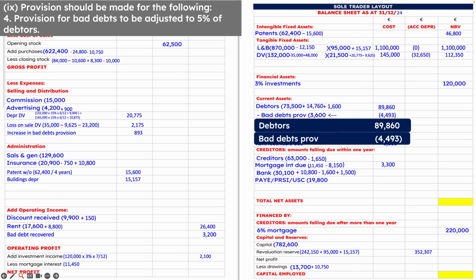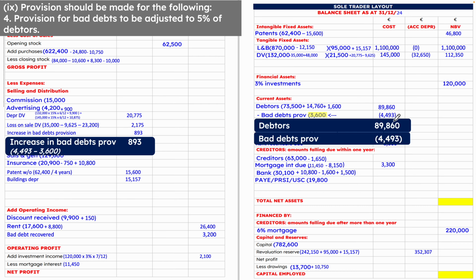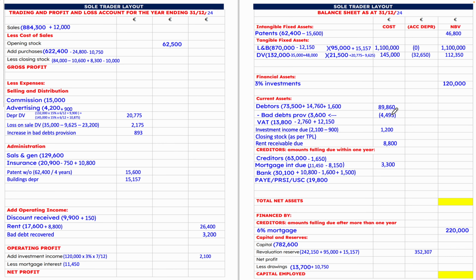€4,493. Now we compare that to what we already had, which was 3,600 in the trial balance. And unfortunately, this is a little bit more. So that means that is an increase in bad debts provision of €893. And so that is us.